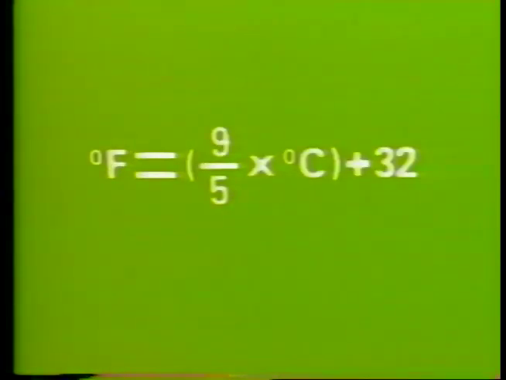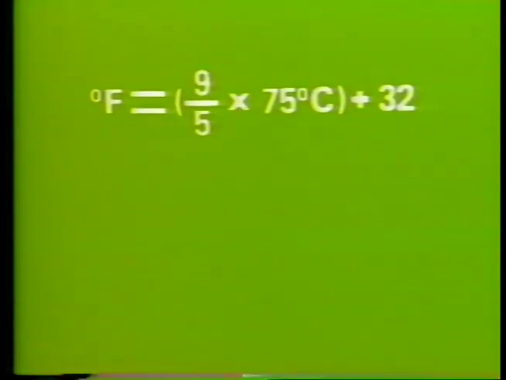Now, to convert centigrade to Fahrenheit, we must use this formula. Degrees Fahrenheit are equal to 9/5 times the degrees centigrade plus 32. In this case, we have to invert the ratio in order to convert degrees centigrade to degrees Fahrenheit. Then we add 32 degrees Fahrenheit to get our answer. If we have a centigrade measurement of 75 degrees and need to convert it to Fahrenheit, we set it up this way. Degrees Fahrenheit are equal to 9/5 times 75 degrees centigrade plus 32.